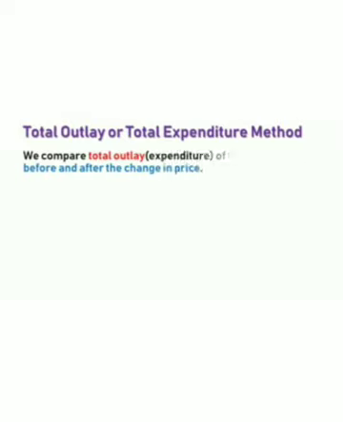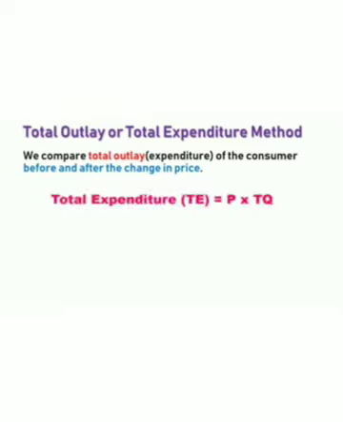Price elasticity of demand can also be measured by applying total outlay or total expenditure method. In this method, we compare total expenditure of the consumer before and after the price change. Here we use the formula total expenditure is equal to P into TQ, where P is equal to price and TQ is equal to total quantity purchased. Now we will see how price elasticity gets determined by total expenditure method.